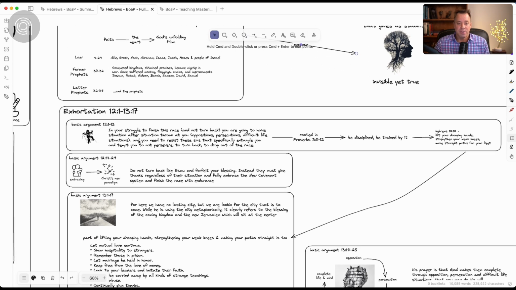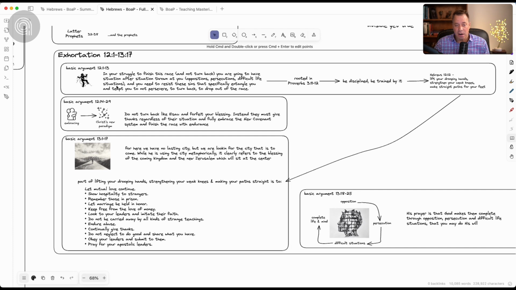Then he goes into his exhortation. His basic argument in 1 through 13 is this: in your struggle to finish this race and not turn back, you are going to have situation after situation after situation thrown at you.